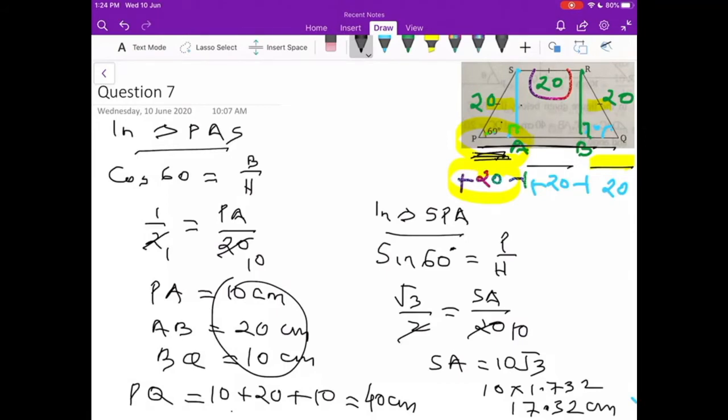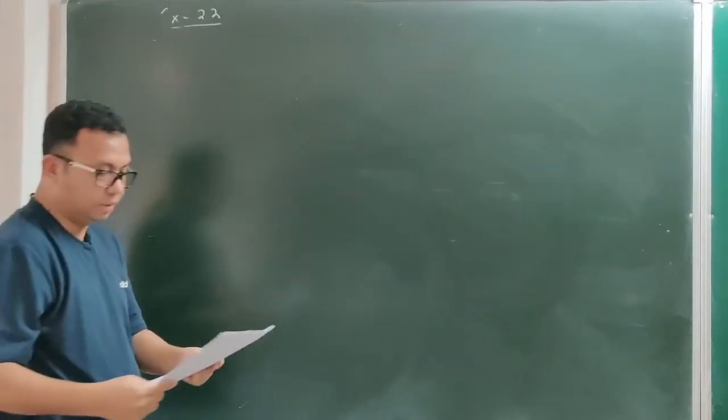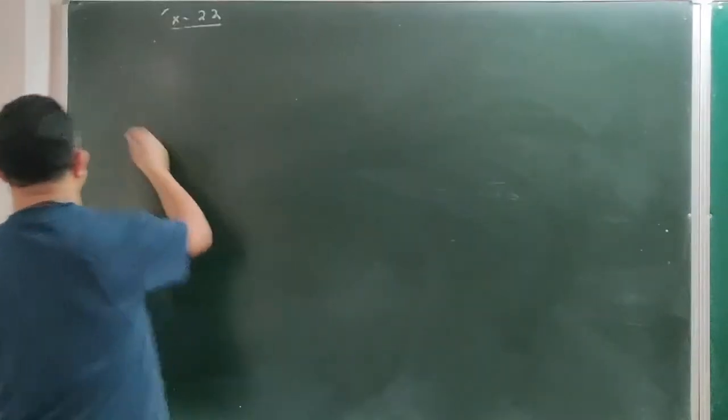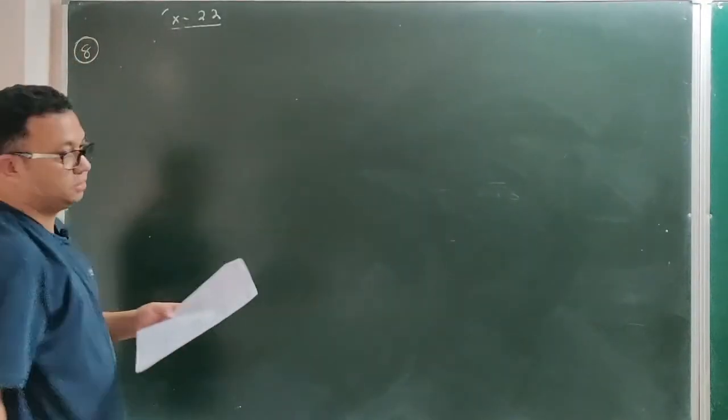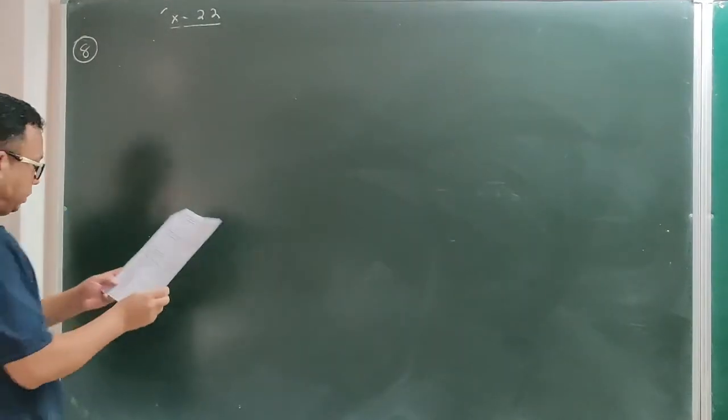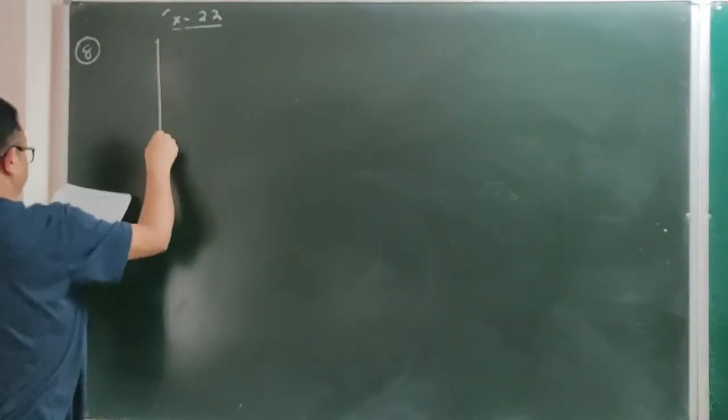This is the distance between the two parallel sides of the trapezium. That means this is the answer to your second question. Your second question is this, and your first question is here. This is your question number 7. Question number 8. Now they are all simple and easy, but still I am doing as many questions as possible. In question number 8, they have given you a diagram like this.